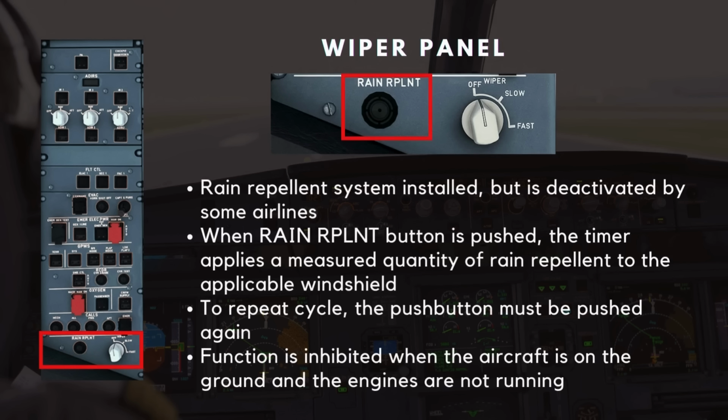A rain repellent system is installed, but this is deactivated by some airlines, so check your specific manuals in your operation. When the rain repellent button is pushed, the timer applies a measured quantity of rain repellent to the applicable windshield. To repeat the cycle, the push button must be pushed again. This function is inhibited when the aircraft is on the ground and the engines are not running.